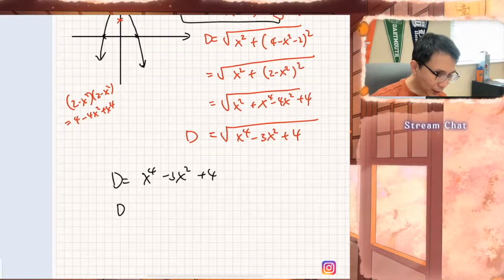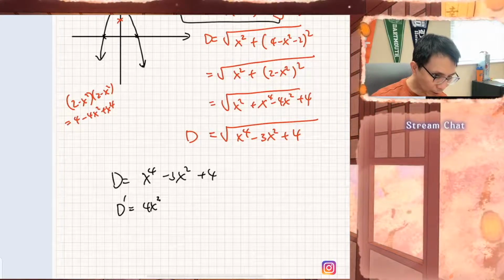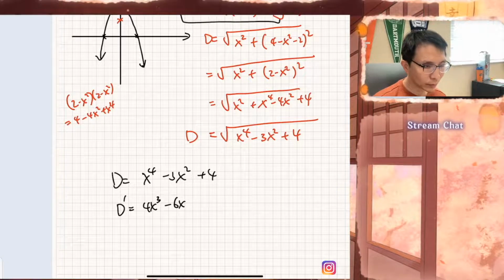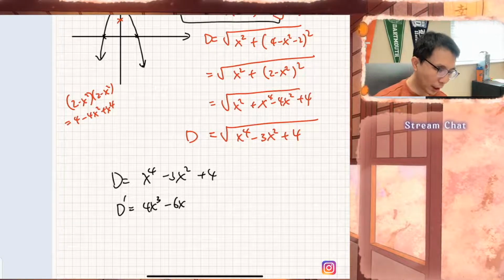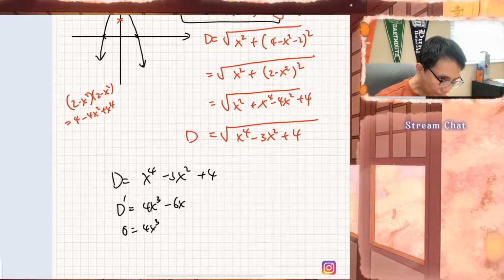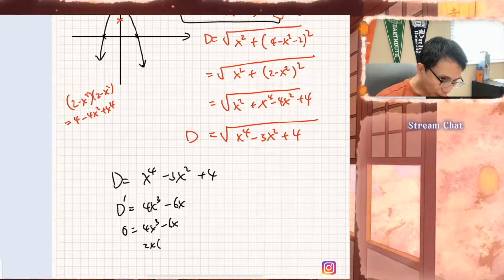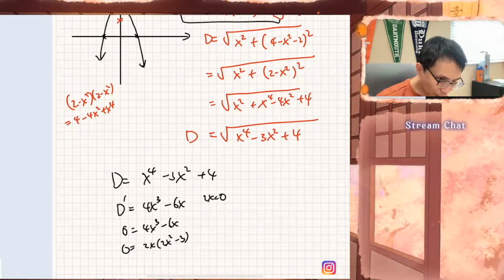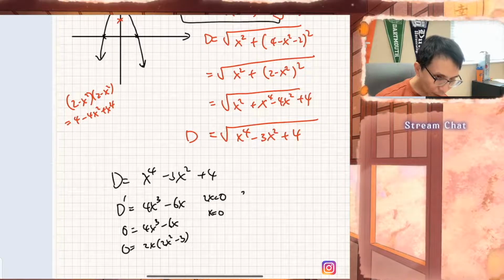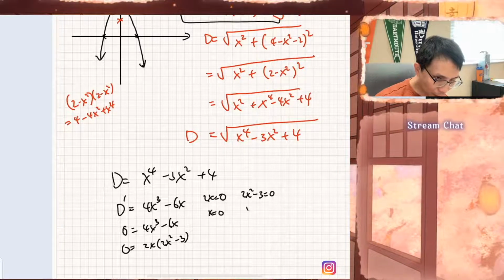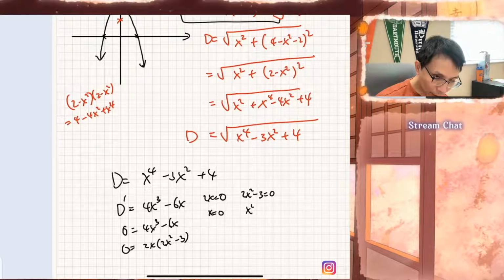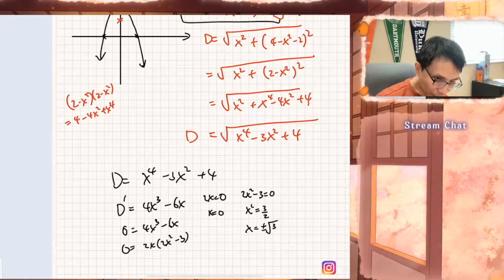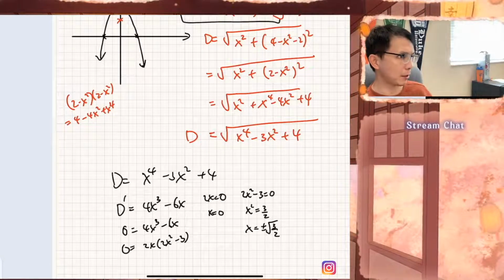Then I'm going to take a derivative of this. That's equal to 4x cubed minus 6x, and I'm going to set it to 0. And that's 2x times (2x squared minus 3). So 2x equal to 0, which is x equal to 0. 2x squared minus 3 equal to 0, x squared equal to 3 over 2. x equal to plus or minus square root of 3 over 2. Now we've got 3 critical values.